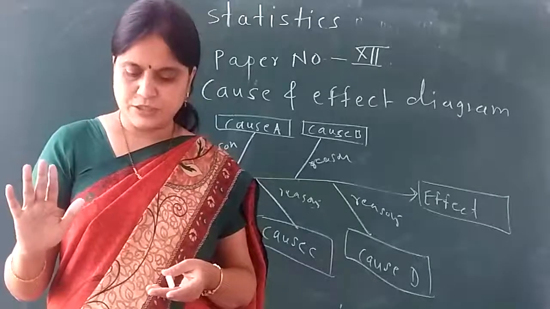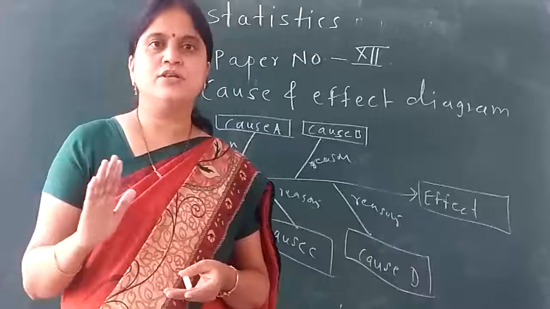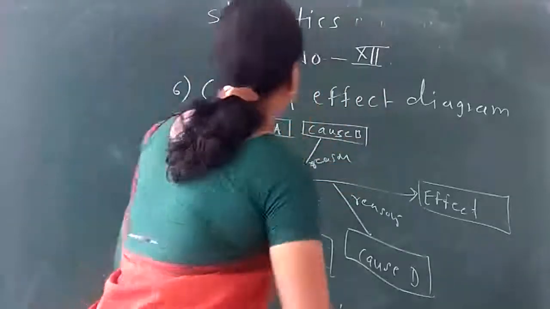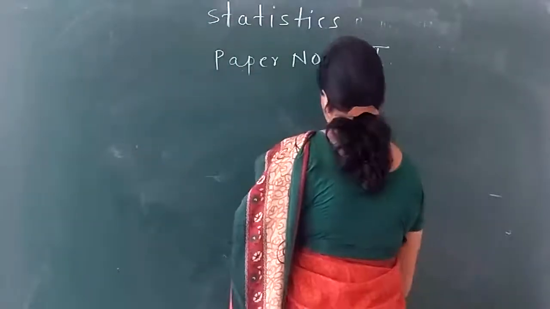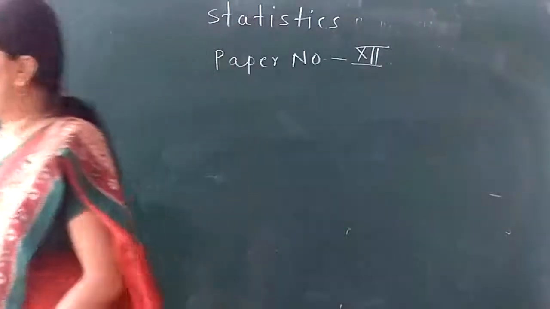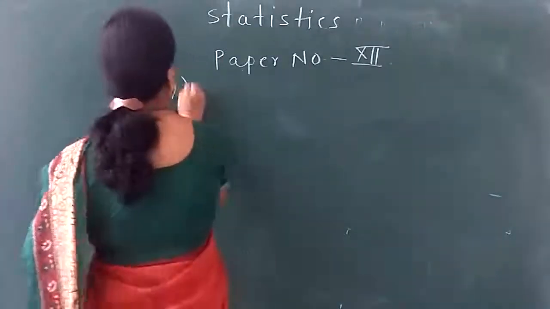Now the 7th SPC tool is the defect concentration diagram. So the 7th SPC tool is the defect concentration diagram. Okay, so let me show the defect concentration diagram.